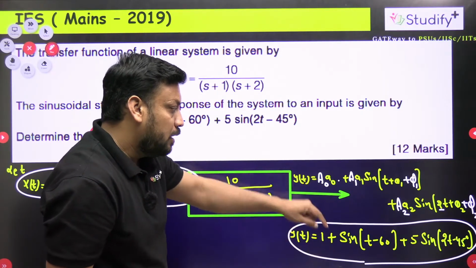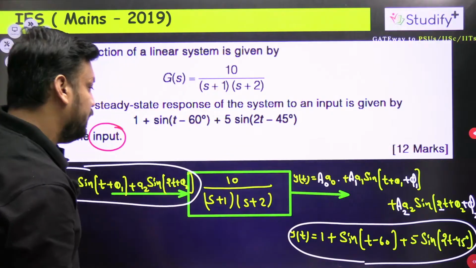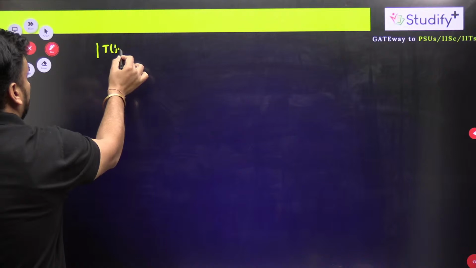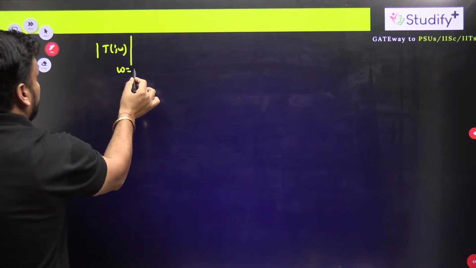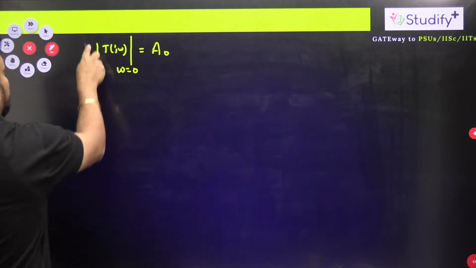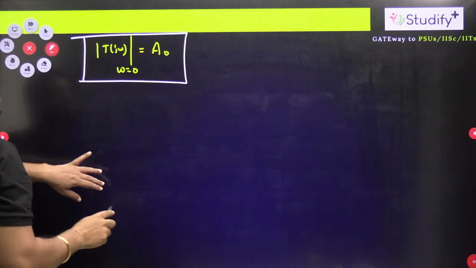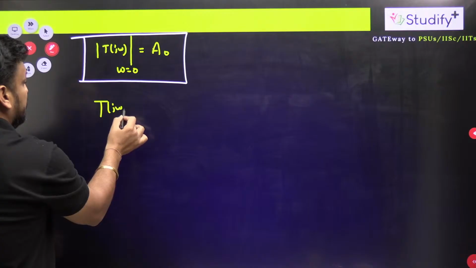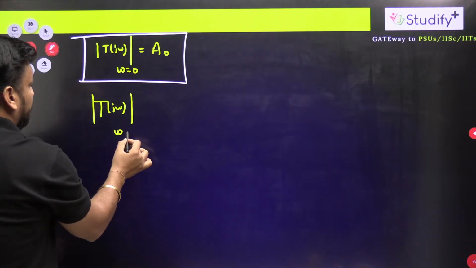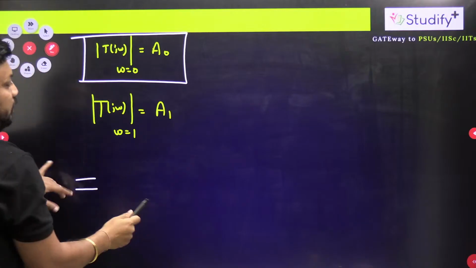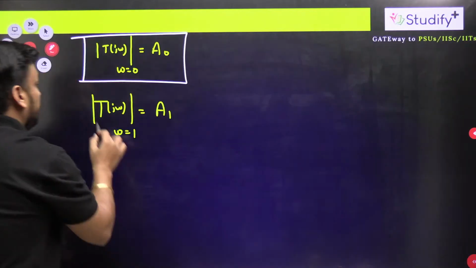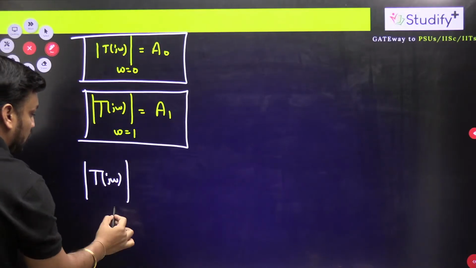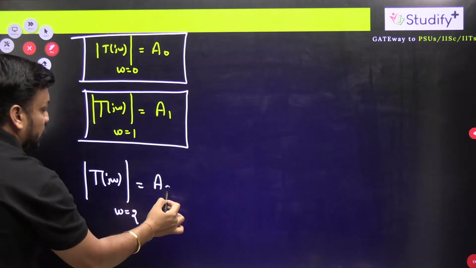And once we compare, we can find capital A naught, A1 and A2. How will you do it? Let me write it. How will capital A naught come? The magnitude of transfer function T(j omega) at omega 0 will give you A naught. Why do I consider omega 0? Because of the DC value. For A naught there is no omega, it is a constant value. Second, the transfer function T(j omega) at omega input equal to 1 will give you A1. See, for A1 what is the omega input? It is 1, sir. From here you will get A1. And the next equation, the magnitude of transfer function at omega equal to 2 will give you A2. Yes sir, absolutely clear.